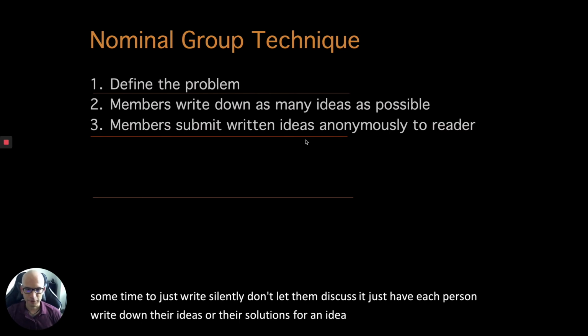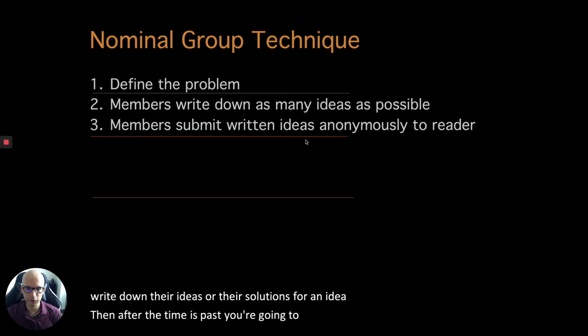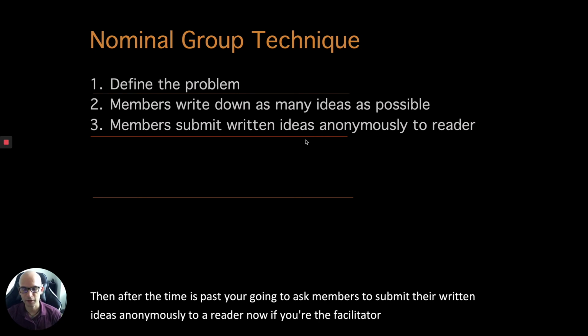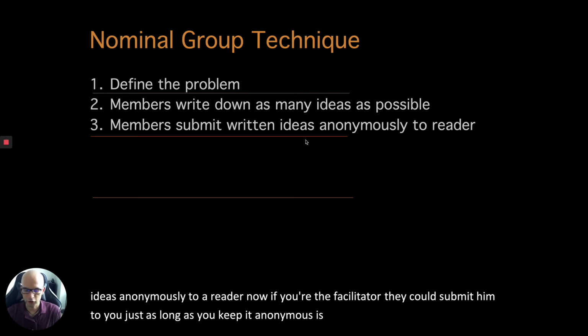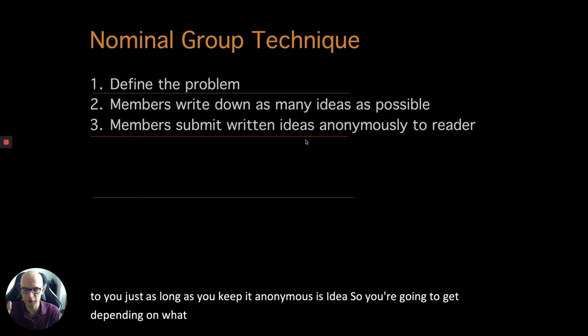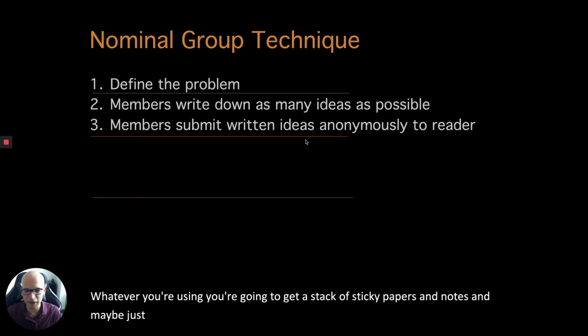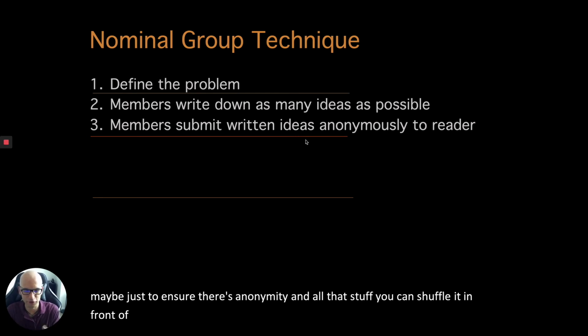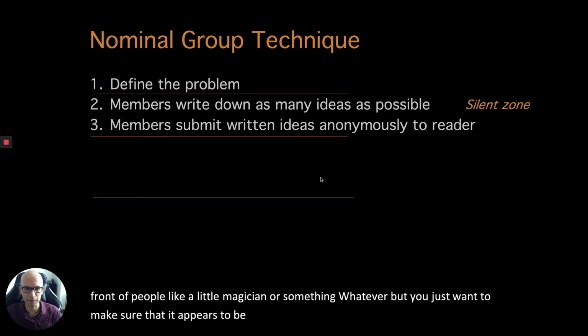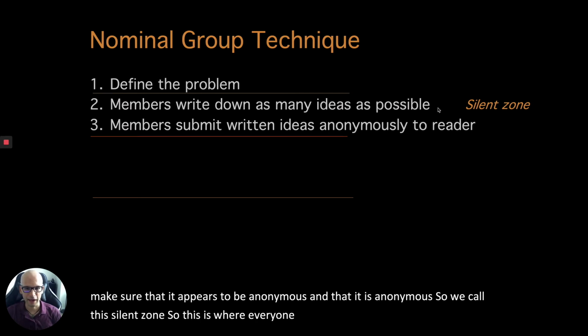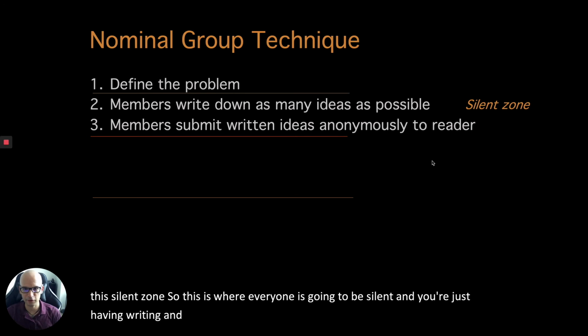Then, after the time has passed, you're going to ask members to submit their written ideas anonymously to a reader. If you're the facilitator, they could submit them to you, just as long as you keep it anonymous. Depending on what you use, you might get a stack of little papers or sticky notes or whatever you're using. Maybe just to ensure there's anonymity, you can shuffle it in front of people like a little magician or something. But you just want to make sure that it appears to be anonymous and that it is anonymous. So we call this the silent zone. This is where everyone's going to be silent and just writing and submitting anonymously to you.